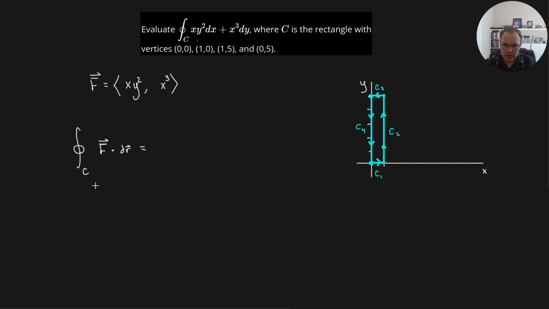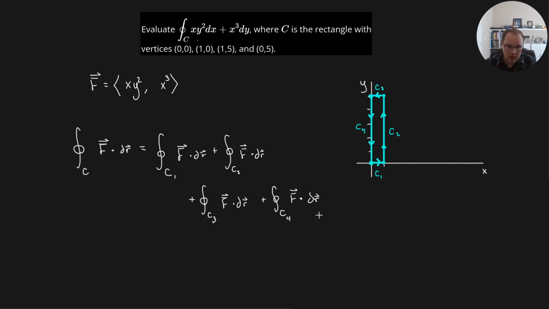Okay? And so instead of integrating over C, we'd integrate over C1, and then over C2, and then over C3, and then finally over C4. We'd have to do 4 vector line integrals. And while each one on its own isn't especially difficult, it's just a lot of work, right? We'd have to do each one of these sides individually.